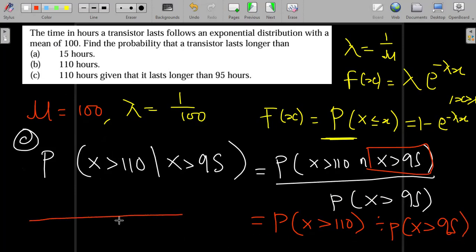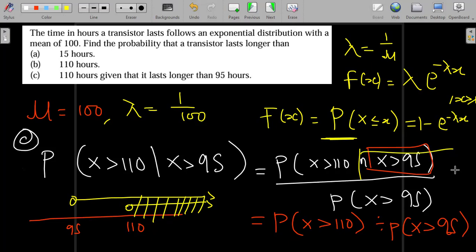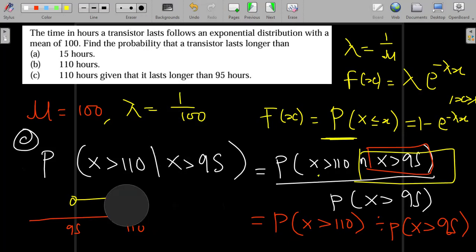But if you don't want to use that, you can still find the intersection. So you just draw a line and then you put your 95 there, your 110 there. So remember, finding the probability that X is greater than 110 intersection X is greater than 95. So where is our X greater than 95? It will be all this region here. And then X greater than 110 will be this region. Since we are finding their intersection, we'll just get this part here. Okay, that's what the memoryless property states. It will forget about what has already passed and just focus on what is there.